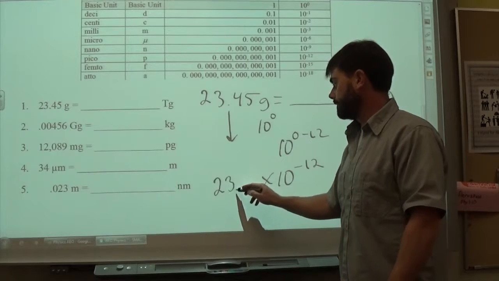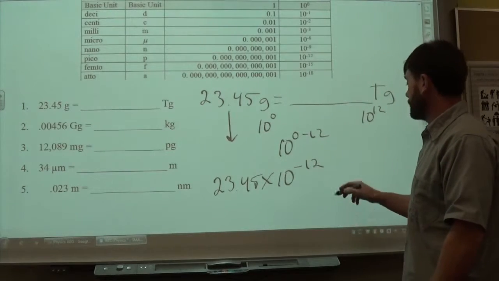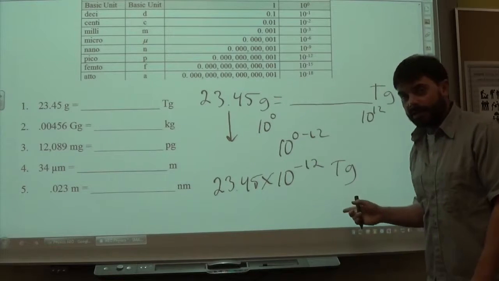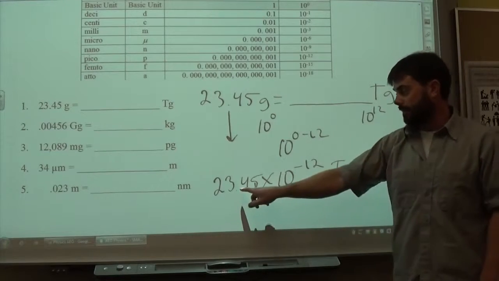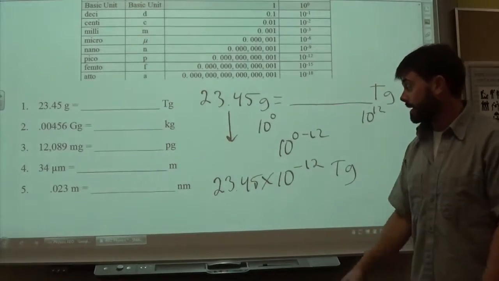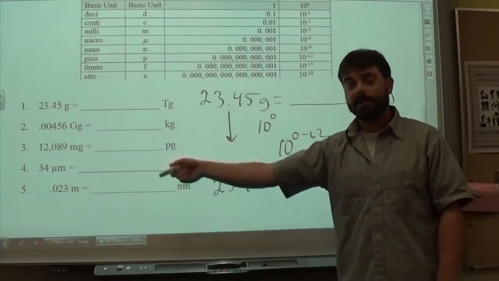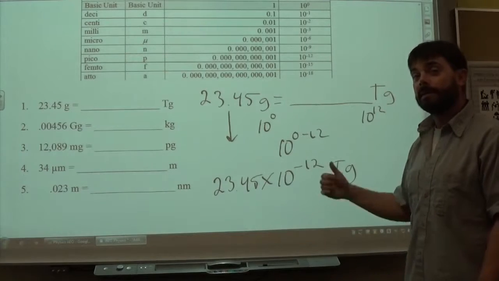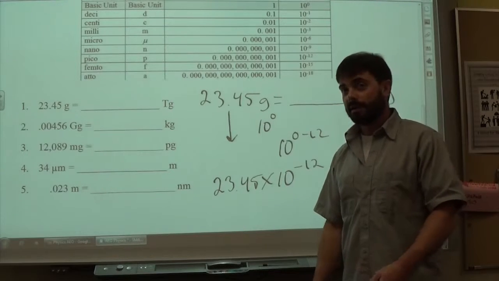So I'm going to rewrite this value like this: 23.45 times 10 to the negative 12th teragrams. This is the right answer. It's the right value. This is how many teragrams you got. If I took this decimal and moved it to the left 12 places and filled in the zeros, I would have a decimal with 10 zeros, because I go back 1, 2, and then an additional 10. I have a decimal place with 10 zeros, 2, 3, 4, 5 teragrams. That's how many I got if I started with 23.45 grams.